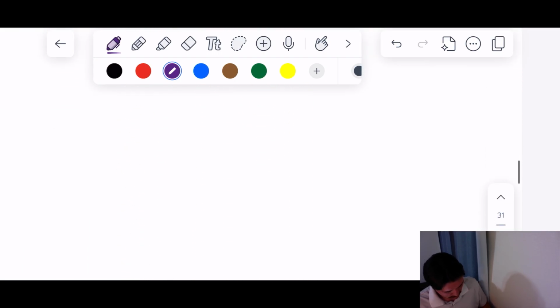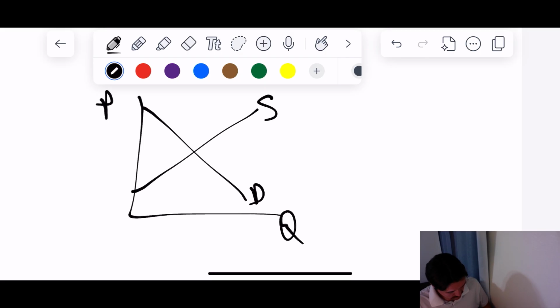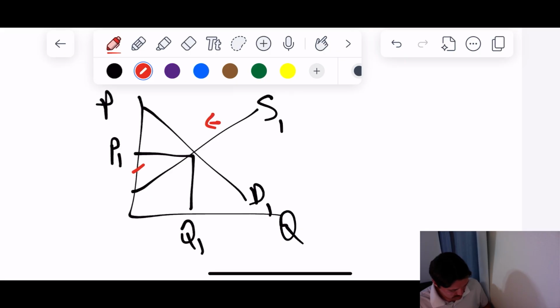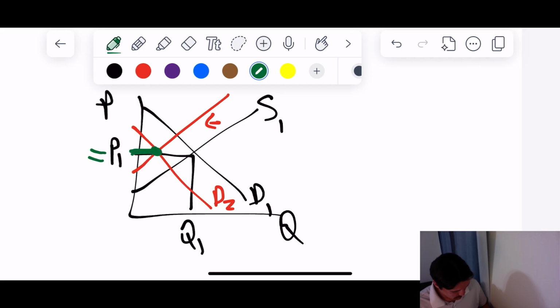So price, quantity, demand, supply. Alrighty. So we have D1 and S1, P1 and Q1. So we saw the decrease in supply because of the wages, and then we saw a decrease in the demand because of the lower prices for FedEx. And so now we have a new equilibrium right here. And as you can see, it looks like it's the same as P1, but the quantity is lower.